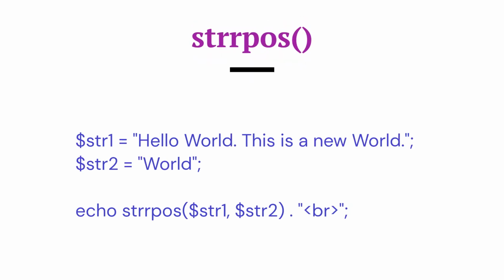The strrpos function searches for the position of the last appearance of a string in another string. This works similarly to the strpos function, except it starts counting from the end of the main string. This is also case-sensitive. This example displays 27. Surely, you can understand that it is searched from the end of the main string.